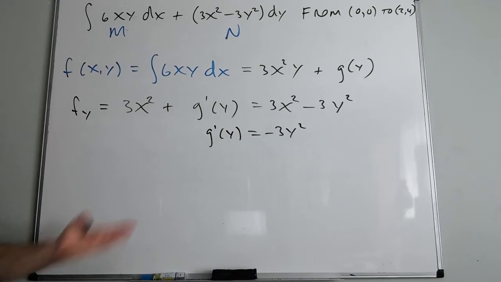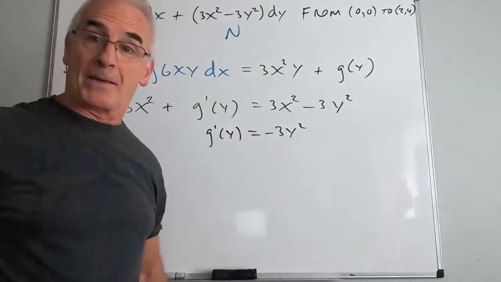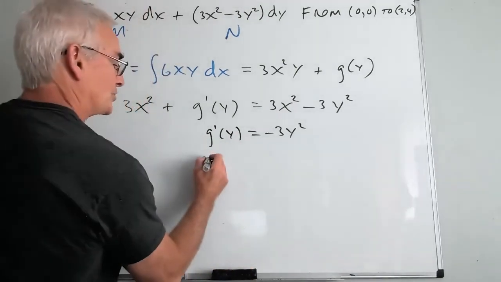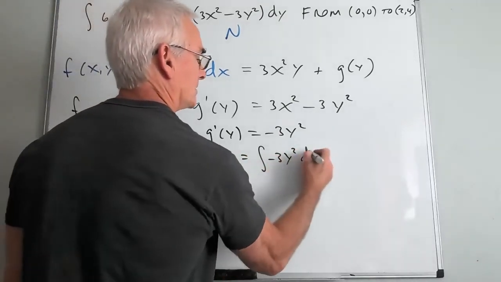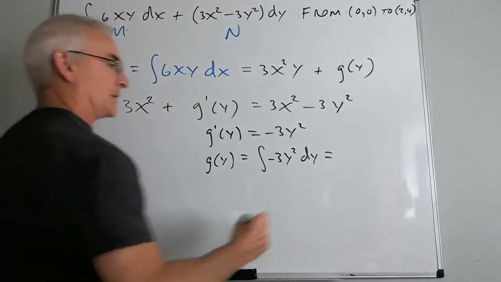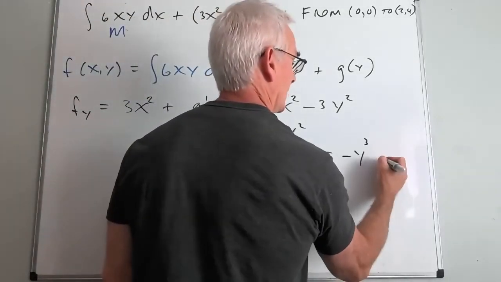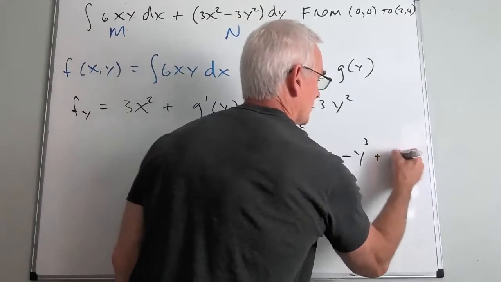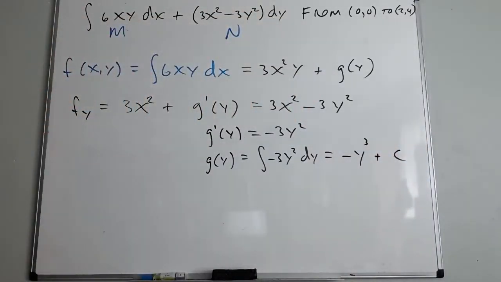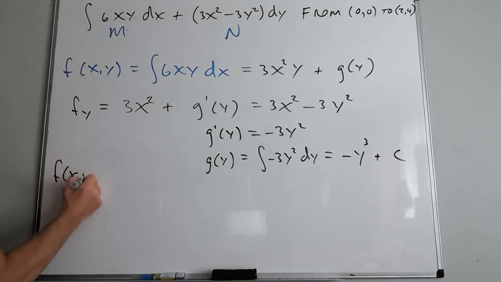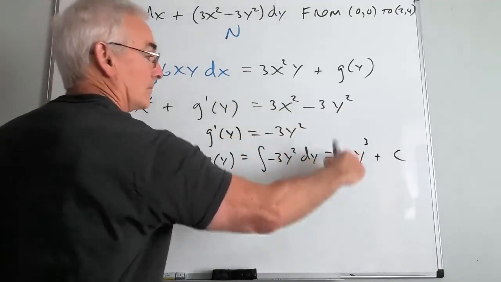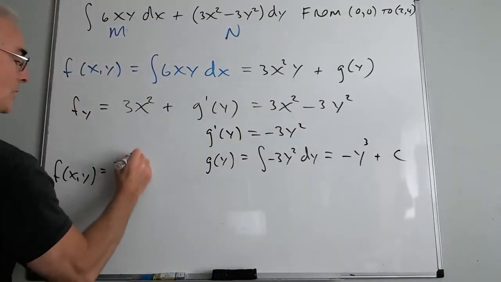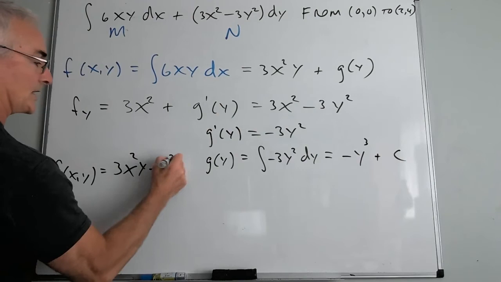Everybody got that? My g prime of y is a function of y. That makes perfect sense. So now what's g of y? Well, that'd be the integral dy, which is easy enough. That's just going to be negative y cubed. There's no other variables, so I'll go ahead and put plus c now. Now I can say with certainty, f of xy is 3x squared y minus y cubed.